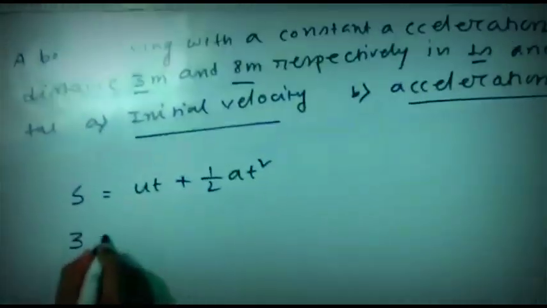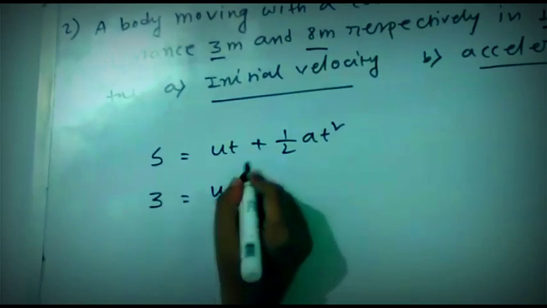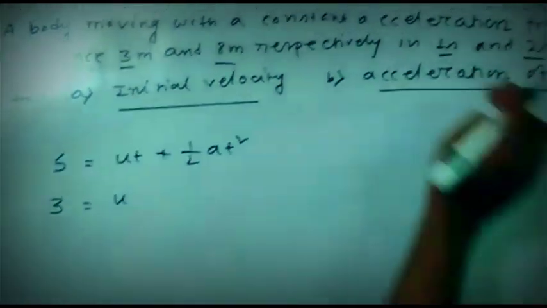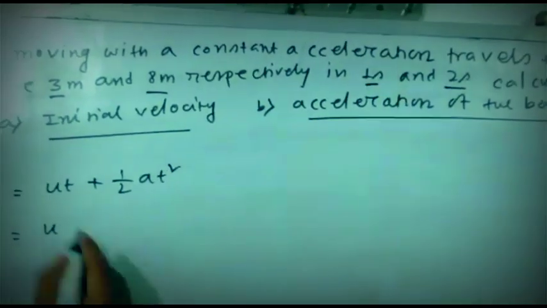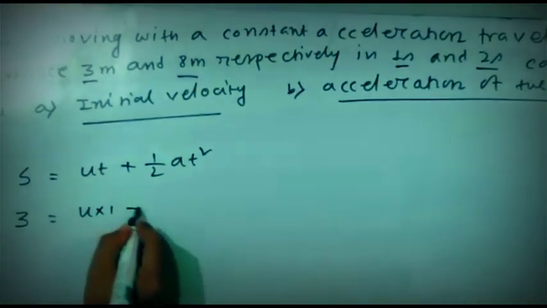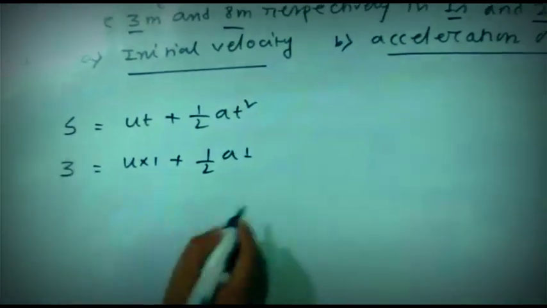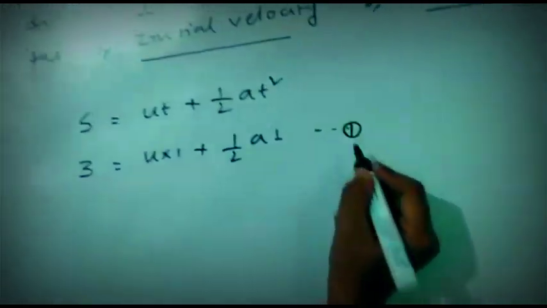Now according to the situation, the first distance is given as 3 meter, and when the distance is 3 meter, the time is 1 second. So 3 equal to u into 1 plus half a into 1 square, which means 1. So this is the first equation.